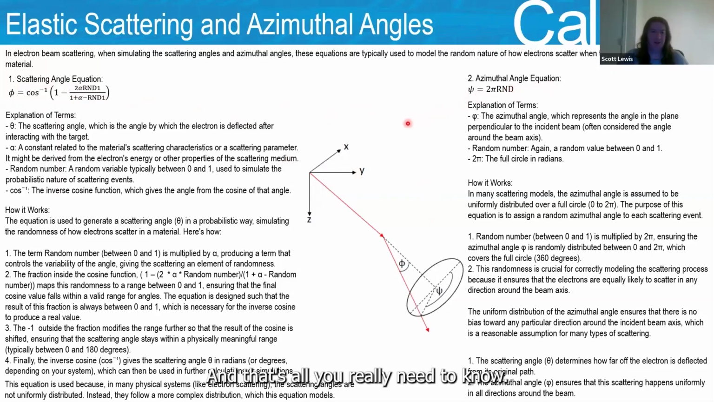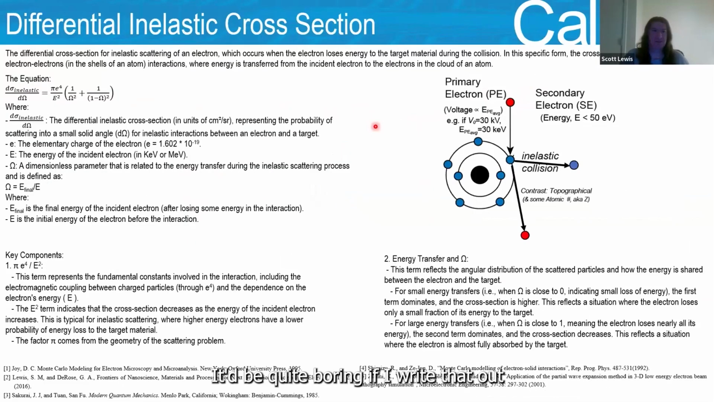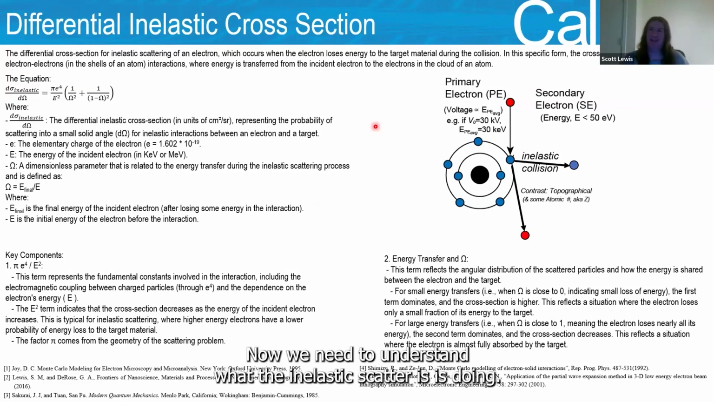So essentially, going back to this slide, this is the scattering, and this is the azimuthal angle, and that's all you really need to know. I mean, you can read this in your own time. It'd be quite boring if I read that out. Right. Okay. So we've done the elastic scatter. Now we need to understand what the inelastic scatter is doing.